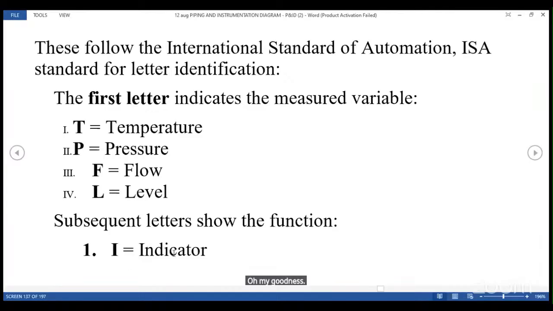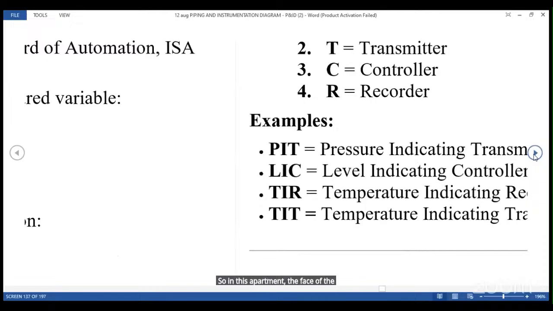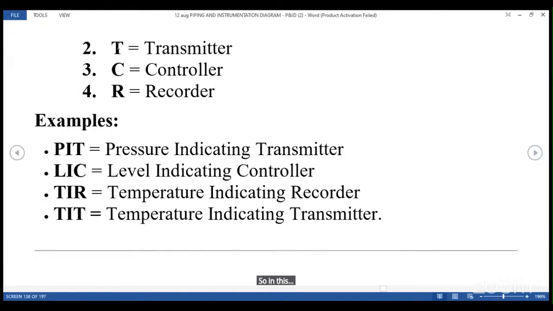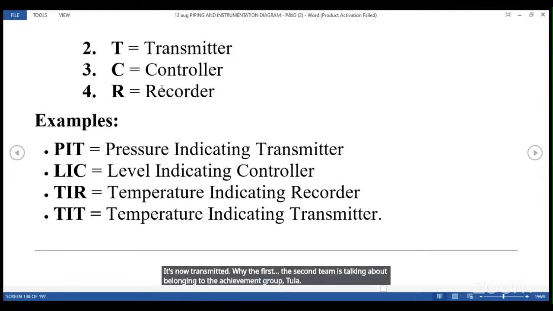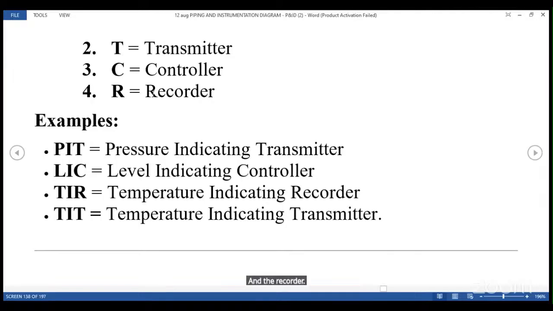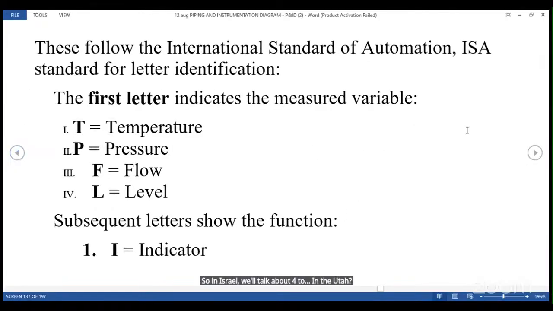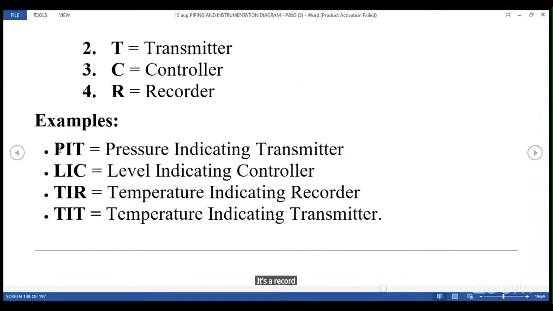I stands for indicator, for the next alphabet after the first alphabet, then the second alphabet. Then T as the second alphabet: if you have a T in the second position, it's no longer temperature, it's now transmitter. That's instruments. While the first T is temperature, the second T, which is transmitter, belongs to the instrument group: indicator, controller and recorder. So in the instrument group, we'll talk about four: indicator, transmitter, recorder, and controller.